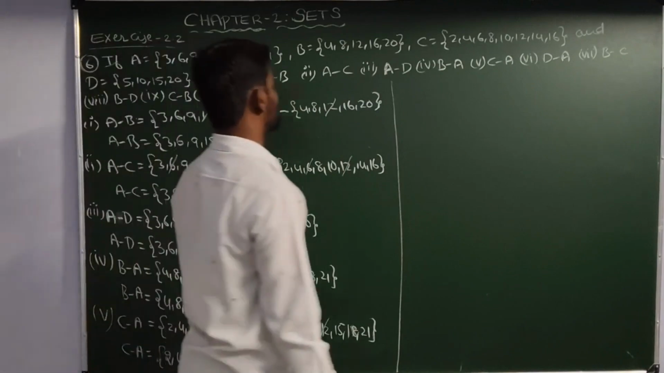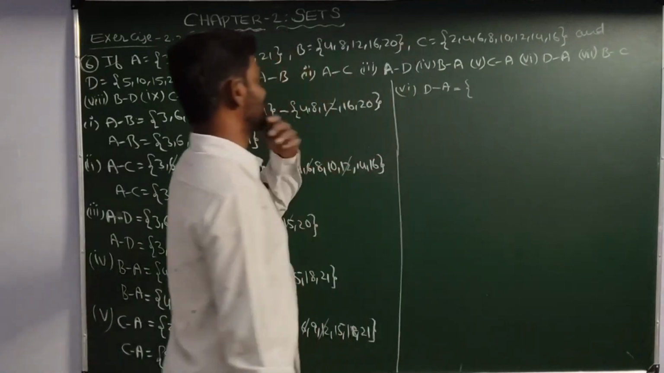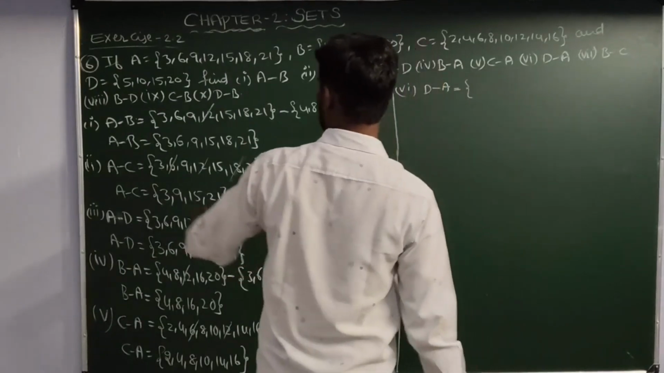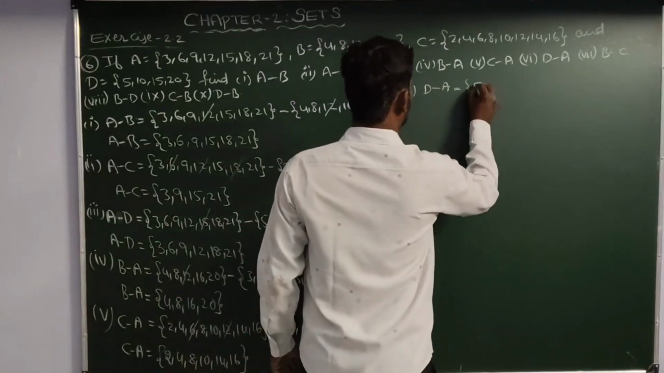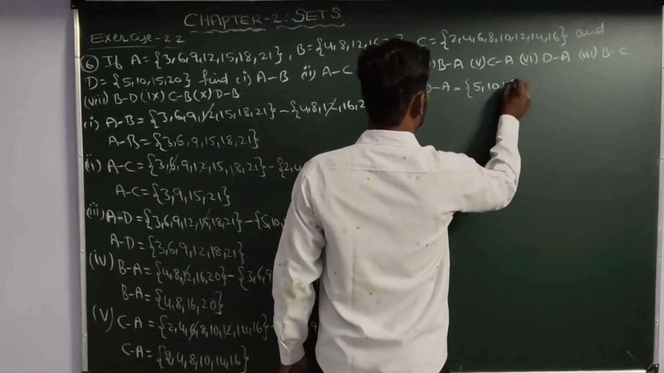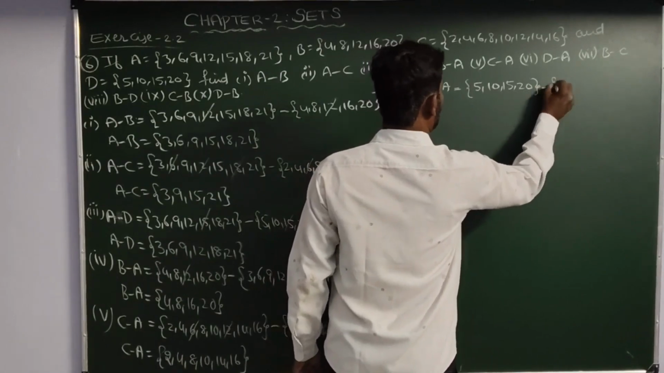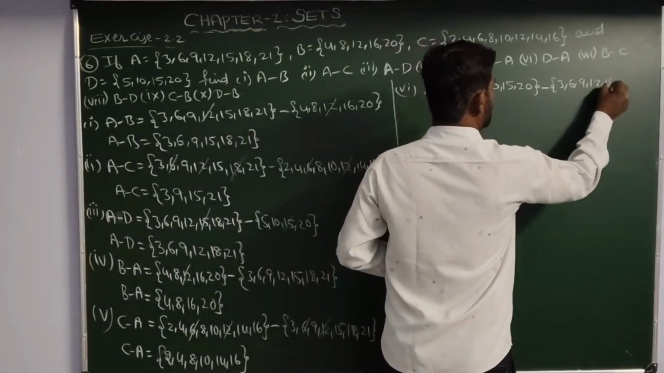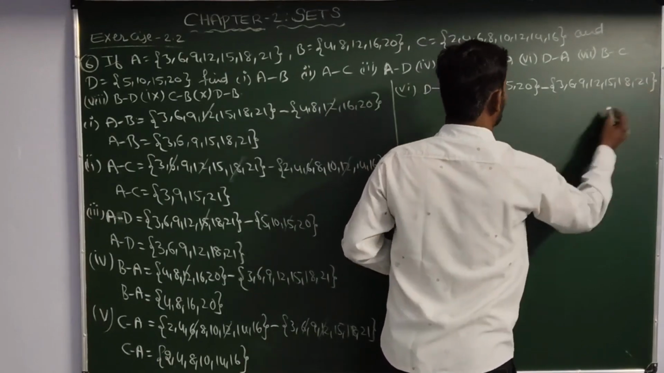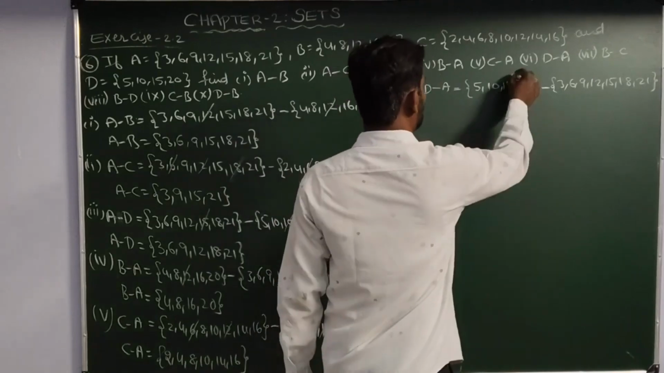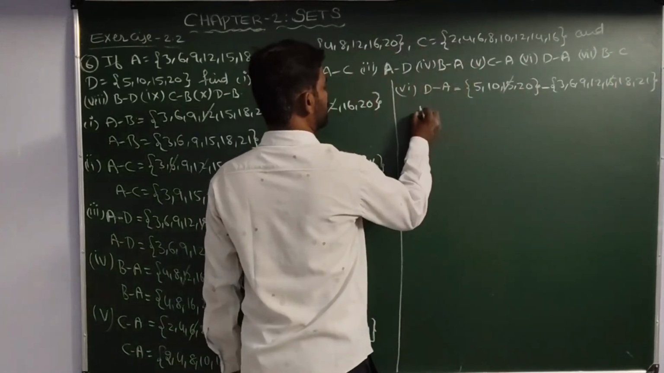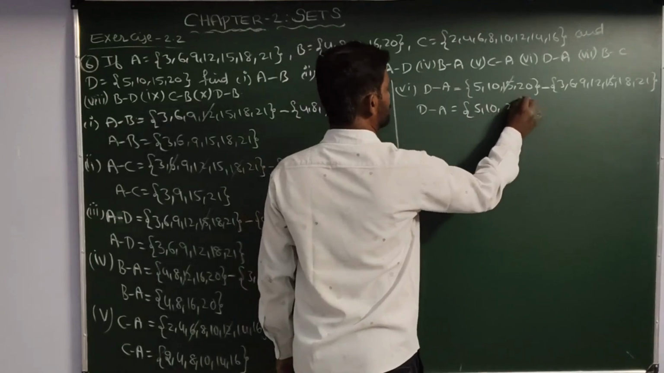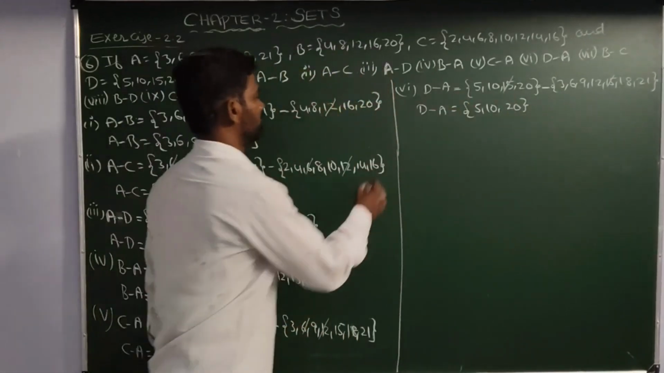So we solved 5 questions. Next, 5 more questions we have to find. Next, sixth question. D minus A. So what are the elements of D? 5, 10, 15, 20 minus A. A elements are 3, 6, 9, 12, 15, 18, 21. So the only common element in both the sets is 15. Therefore, we can write D minus A is equal to 5, 10, 20. Okay. Next, seventh question.